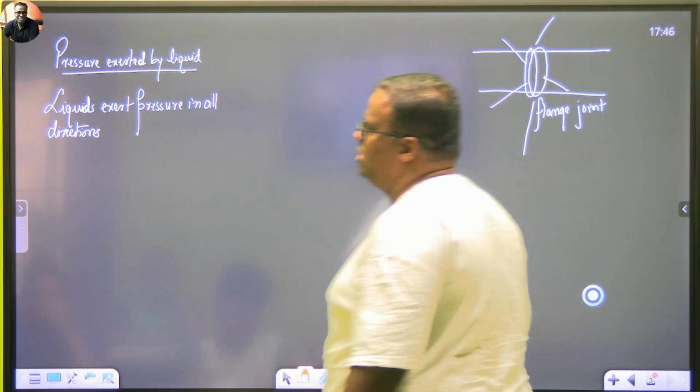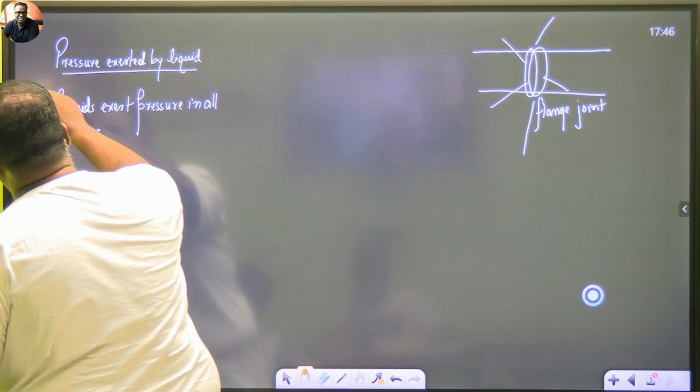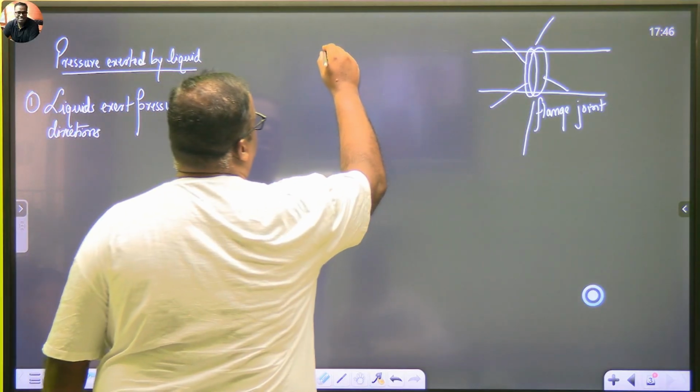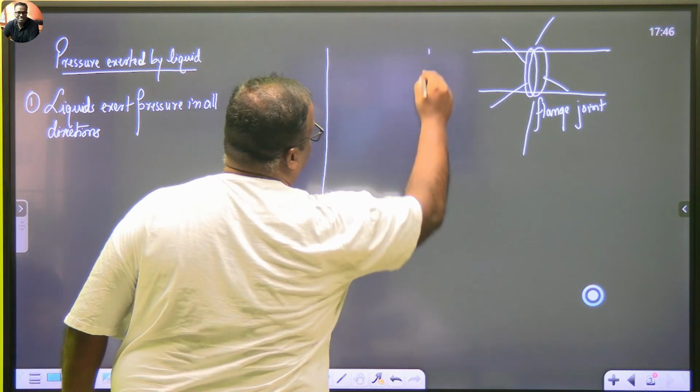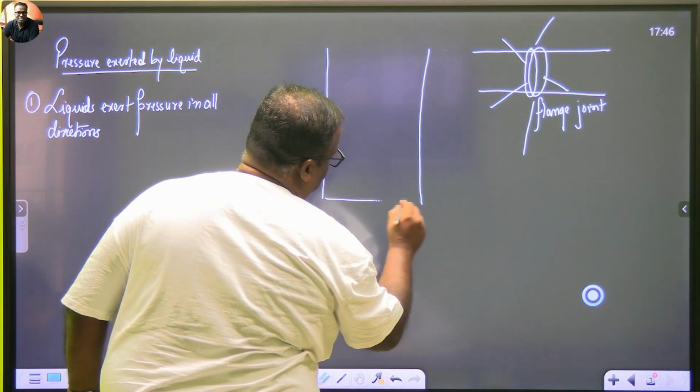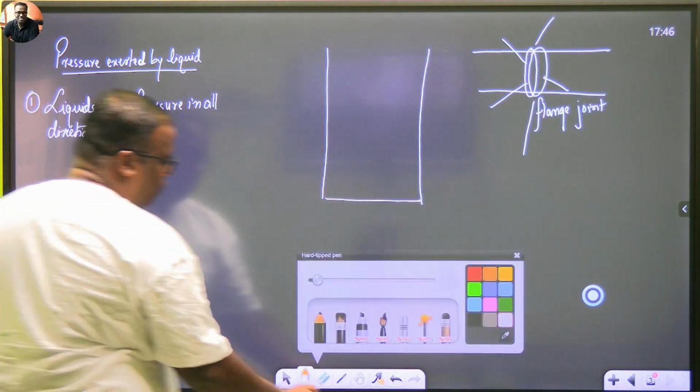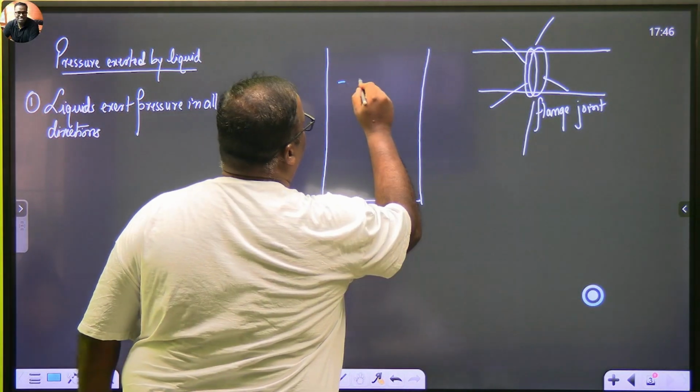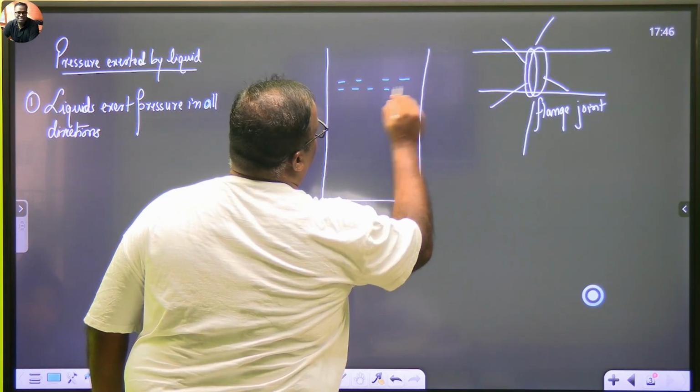The other thing, this is one thing which you should know at this grade. The other thing we will see is, suppose I have a container. This is a container, right? And I have filled this container with liquid. Try to understand here. I have filled this container with liquid.